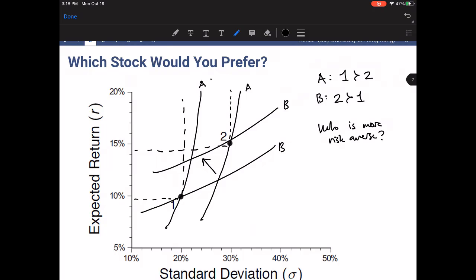Investor A is definitely more risk averse because its slope is steeper. Again, that means that per unit of risk or volatility, investor A demands higher returns. So investor A is more risk averse. And this is quite obvious, right? Once we go from portfolio 2 to portfolio 1, the volatility decreases, but the returns decline by a lot.